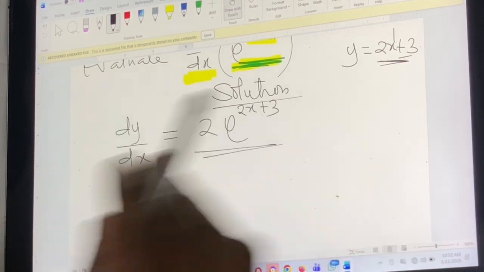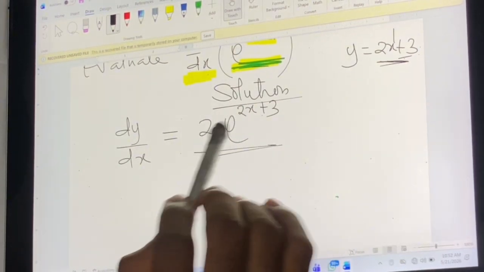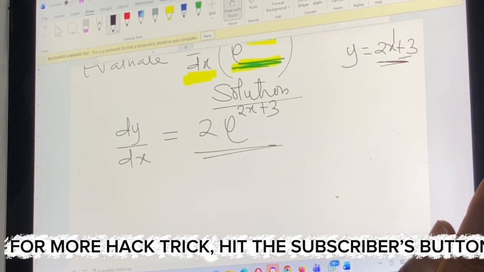Class, this is my answer. The equation is e to the power 2x plus 3. Please take note. All right. Now let's solve an advanced question on exponential function.